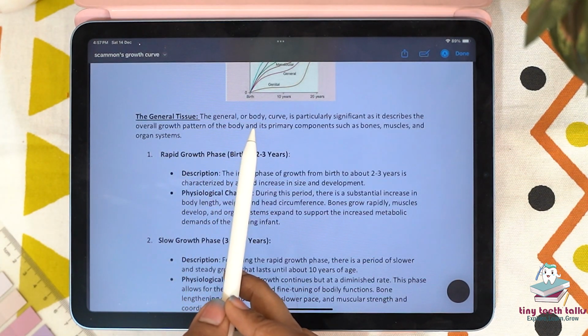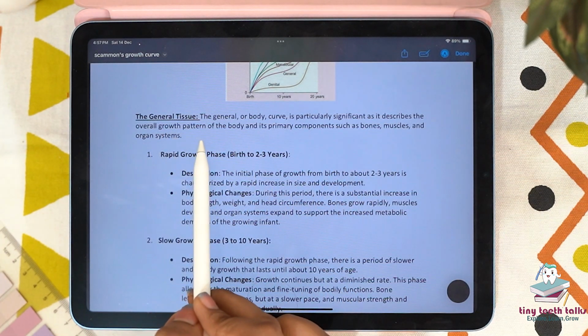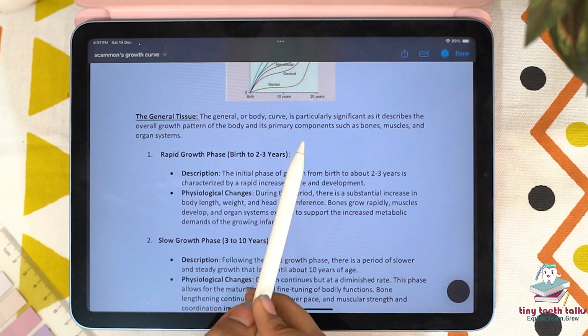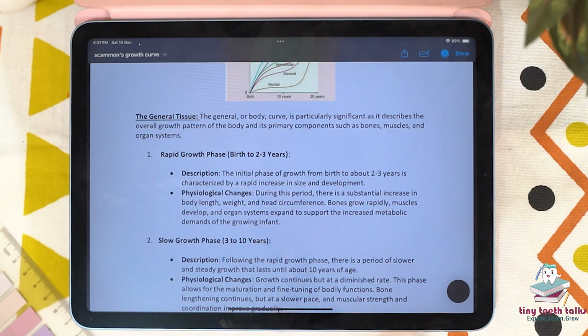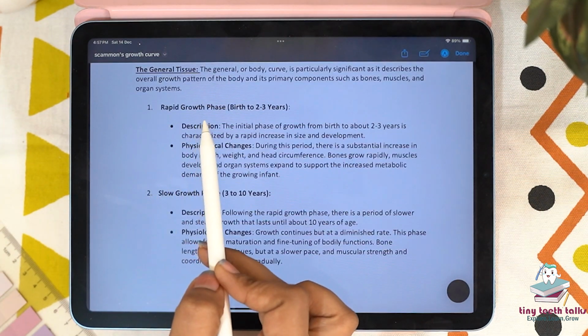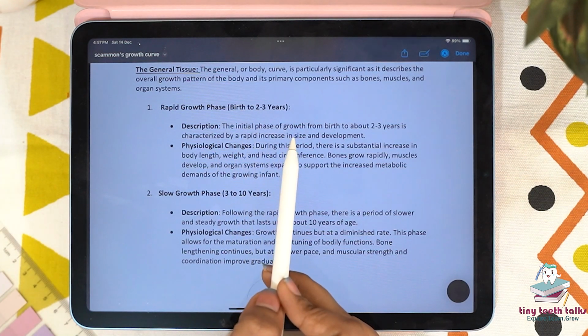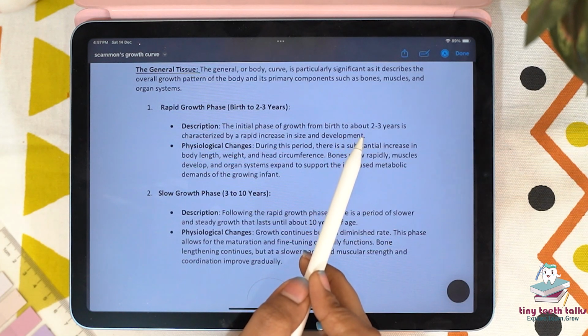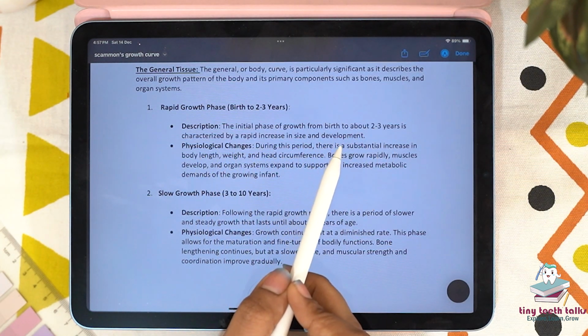The general or body curve is particularly significant as it describes the overall growth pattern of the body and its primary components such as the bones, muscles, and organ systems. So first is a rapid growth phase, which is birth to 2 to 3 years. The initial phase of growth from birth to about 2 to 3 years is characterized by a rapid increase in size and development.